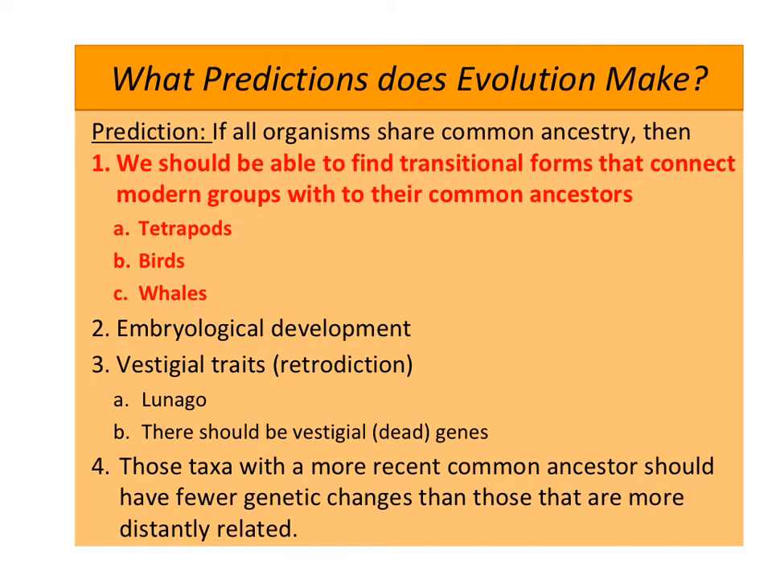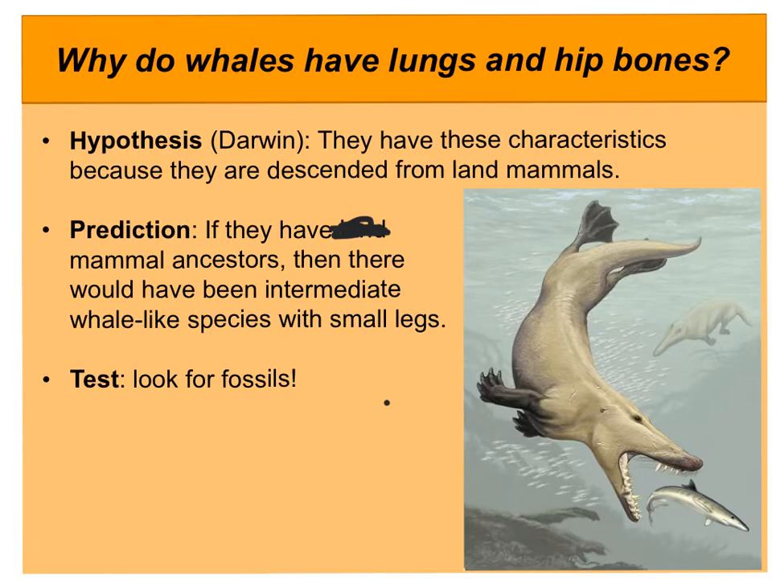Okay. So, the prediction is that if all organisms share common ancestry, then we should be able to find transitional forms that connect modern groups with their common ancestors, like we did with tetrapods, from fish to semi-aquatic animals living in estuaries to finally living completely on land, birds and dinosaurs, and then we're going to look at whales now. So, for whales, why do whales have lungs and hip bones? So here's the question.